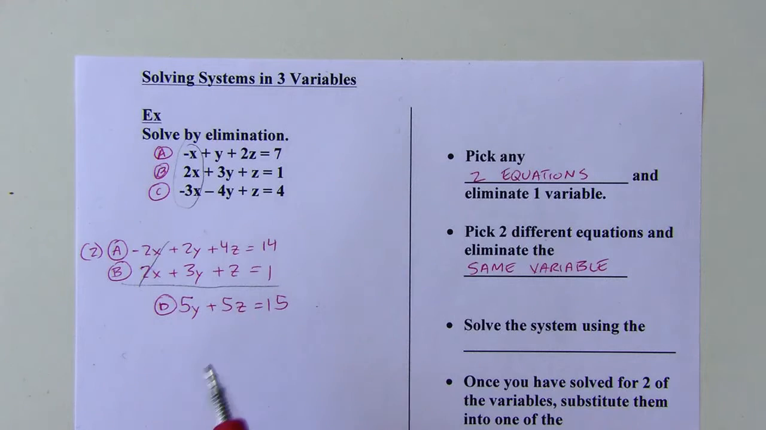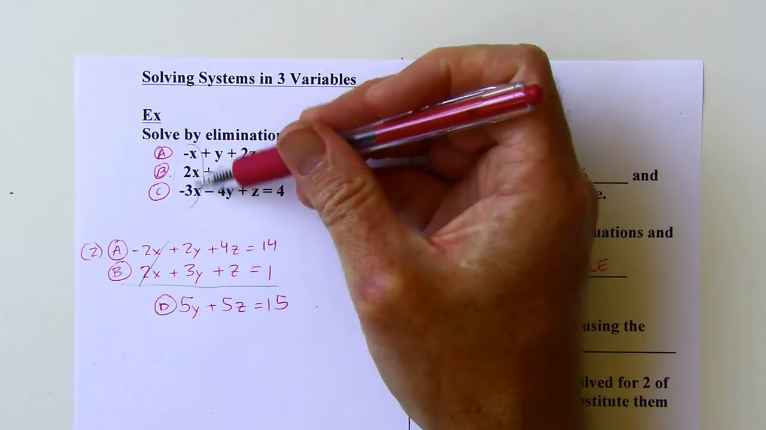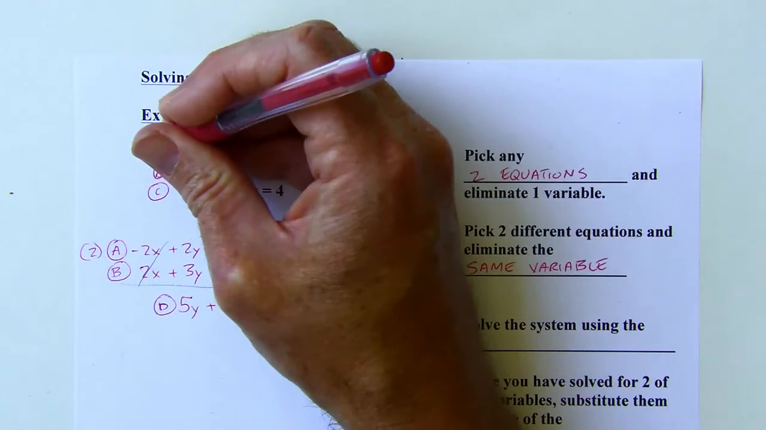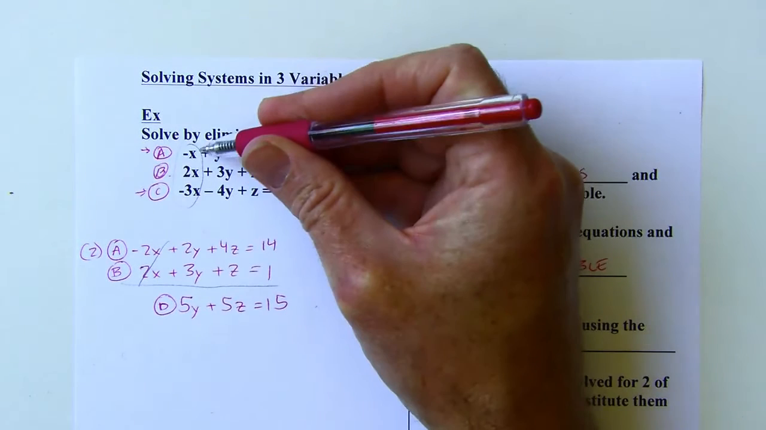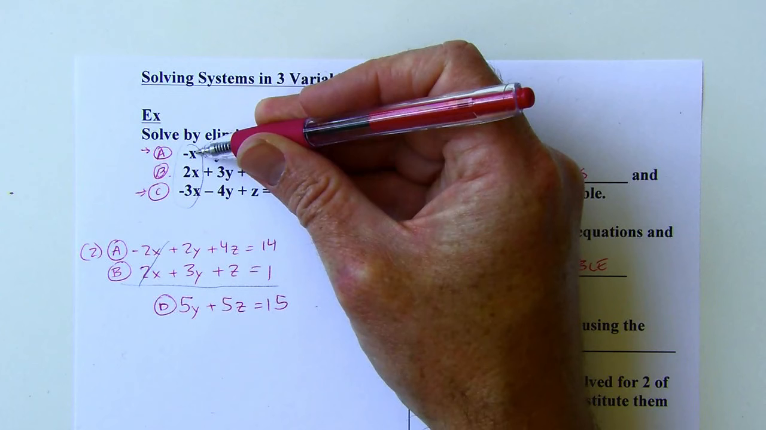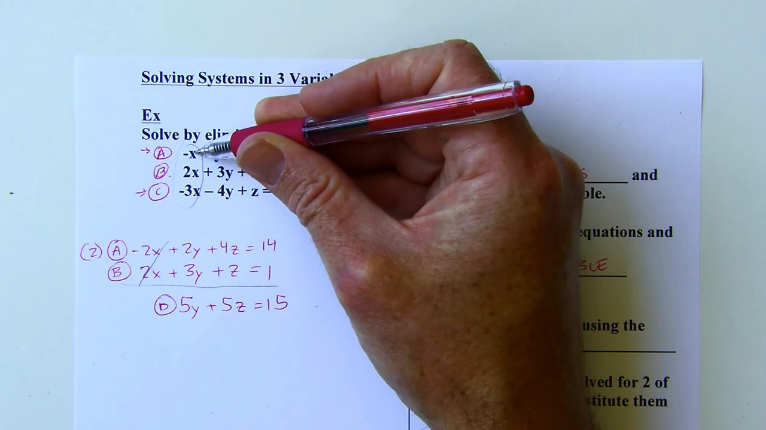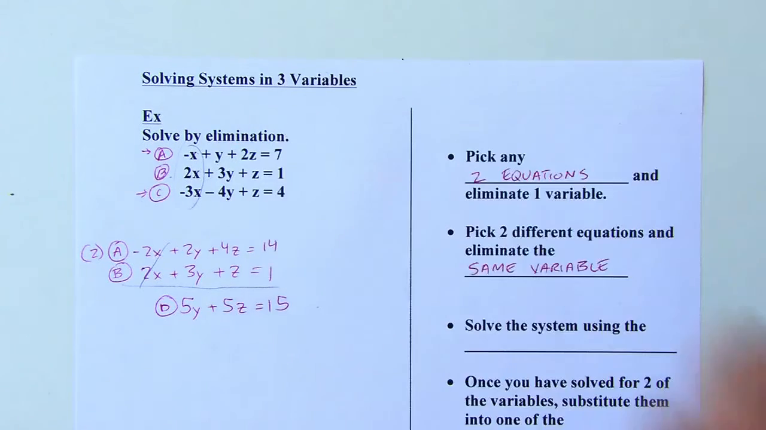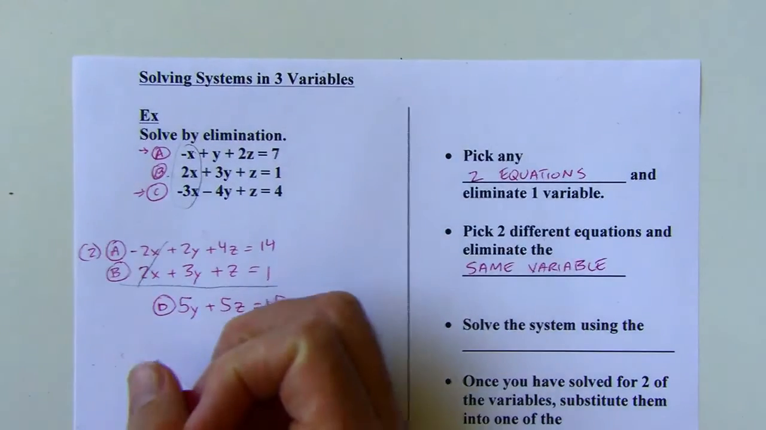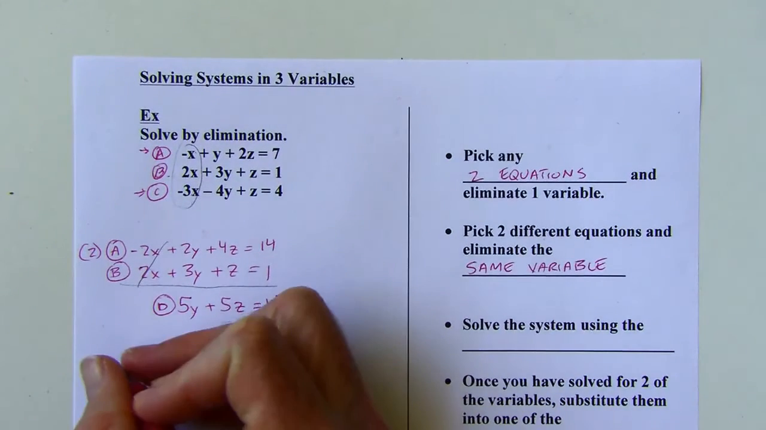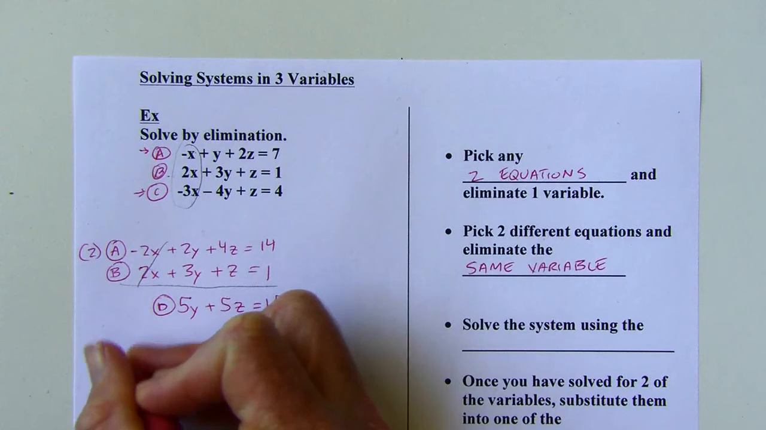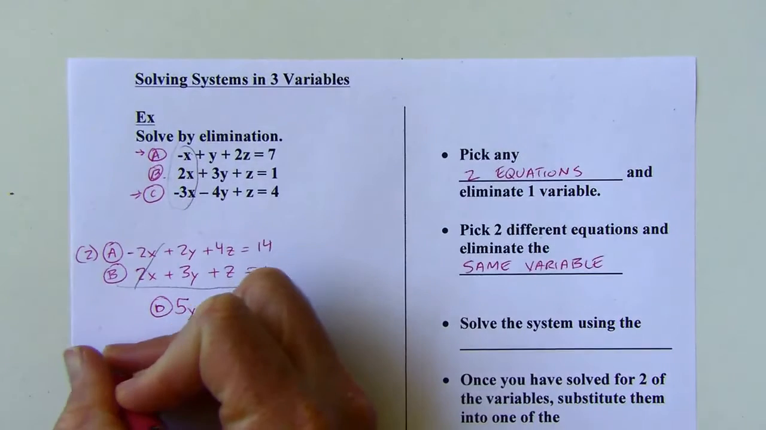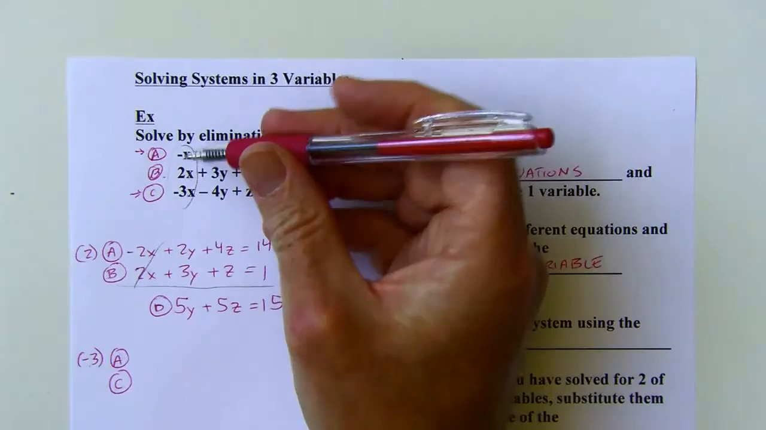Okay, so I could use B and C, but I'm looking at the x's. It seems easier to use A and C because I don't have to do as much multiplication. I can multiply equation A by -3, then those would be opposites. If you use B and C, then you have to multiply both by something. That's okay, you can do that if you want. I'm going to use A and C, and I've got to multiply equation A by -3 in order to get the x's to be opposites.